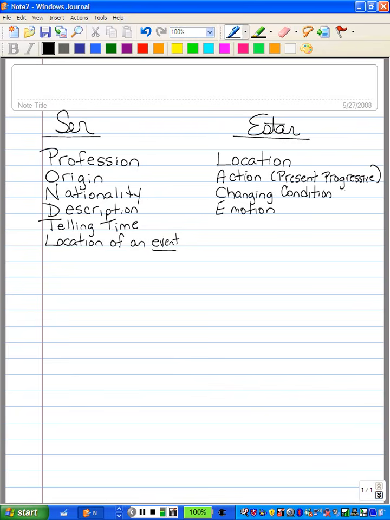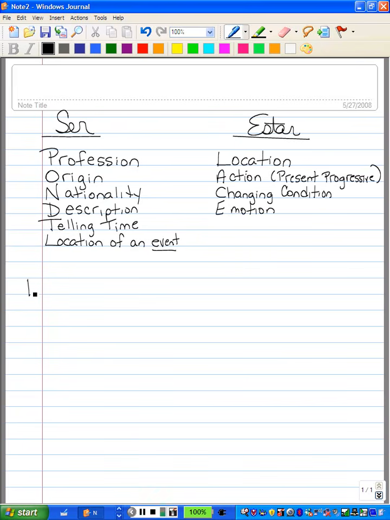Alright, as you look at this list, profession, origin, nationality, description, telling time, location of an event, most of these are more permanent, things that don't change very often. Location and action, a changing condition and emotion, these are things that are more changeable, or they change more often. So if you want to think of ser as a more permanent verb, and estar as a more changing verb, you can do that. What I mean by each of these is this.